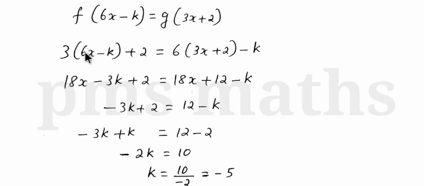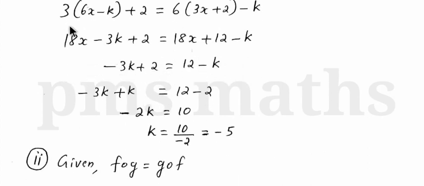Here 3 into 6x, 18x. 3 into minus k, minus 3k, plus 2 is equal to 6 into 3x, 18x. 6 into 2, 12, then minus k. 18x cancelled. Then balance should be written: minus 3k plus 2 is equal to 12 minus k.